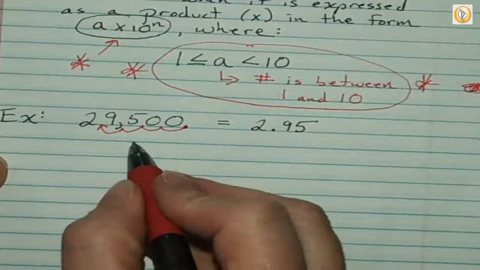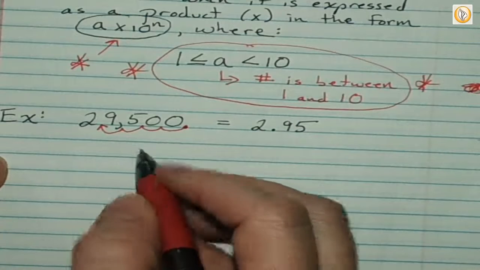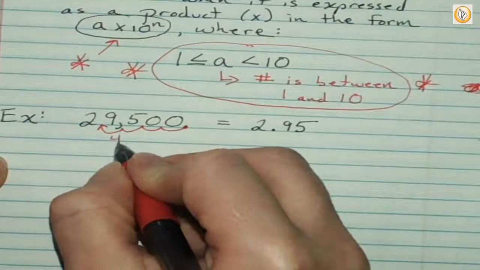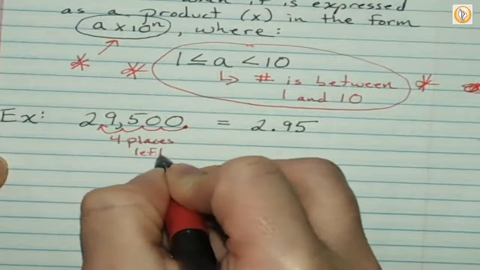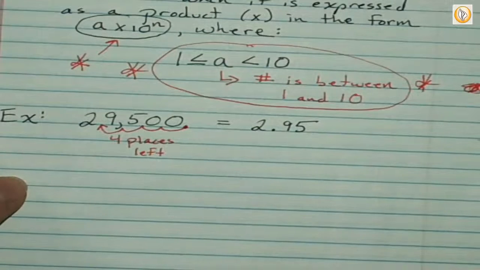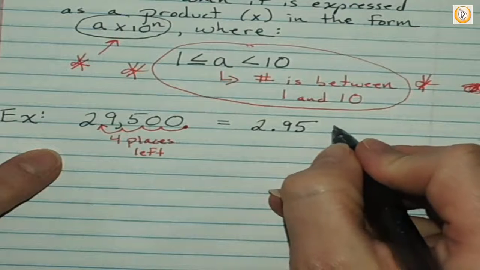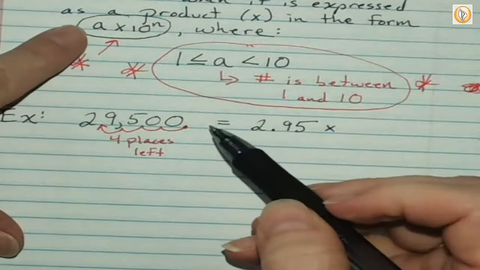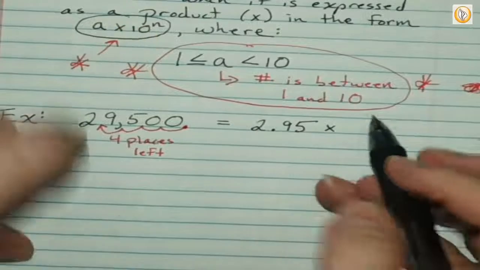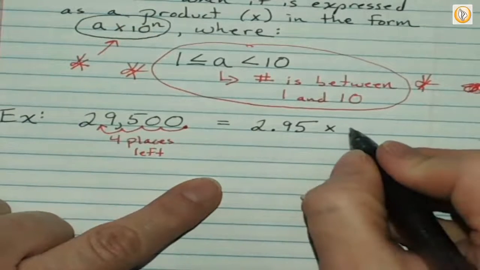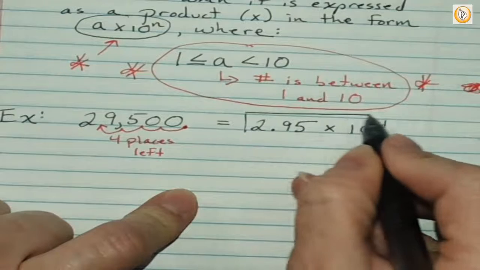How many places did I move this? 4. That's right. 4 places left. So the rest of the scientific notation, remember, it's A times 10 to whatever power, right? So then I'm going to write 2.95 times 10 to the 4th power. And there's my answer.